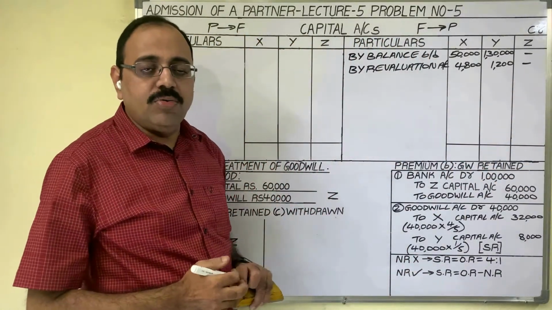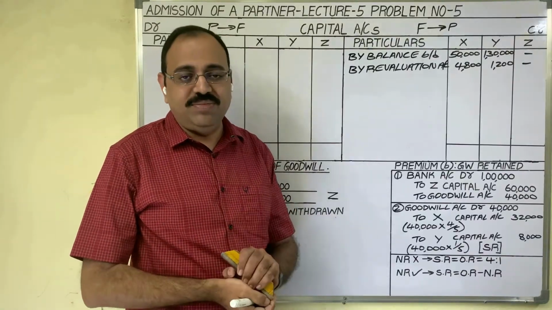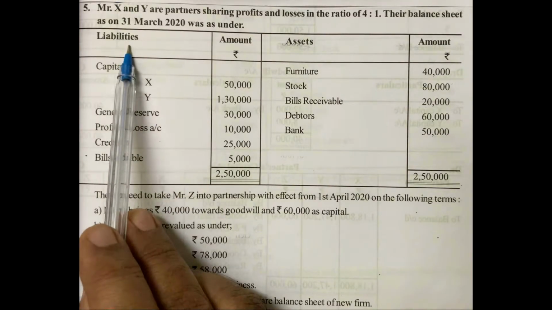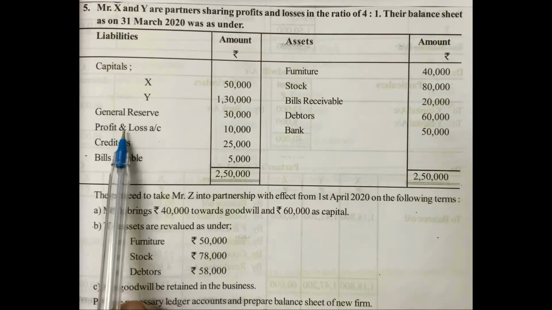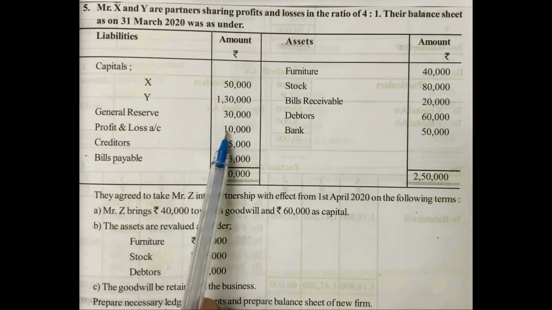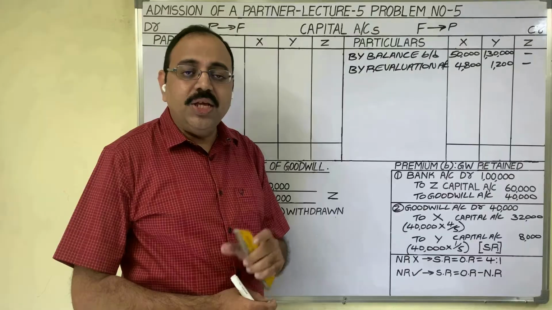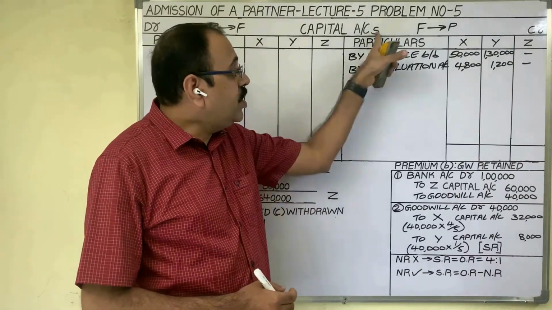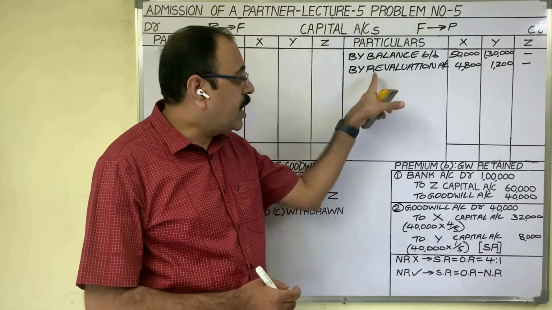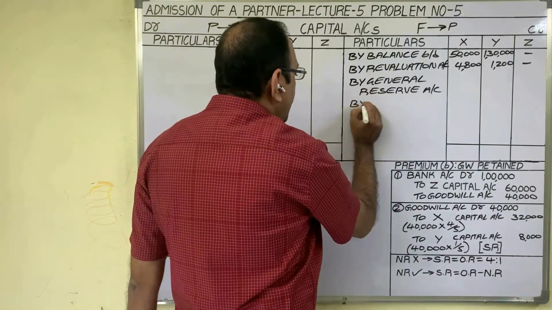After revaluation account, we have to observe whether any accumulated profits are given in the question. Next, we have to observe whether any accumulated profits are given in old balance sheet under liability side. There are two accumulated profits: general reserve 30,000 rupees, profit and loss account 10,000 rupees. General reserve and profit and loss account balance. These two accumulated profits, firm should pay to partner if partner retires. Means these two amounts appear on credit side only. By general reserve, by profit and loss account.